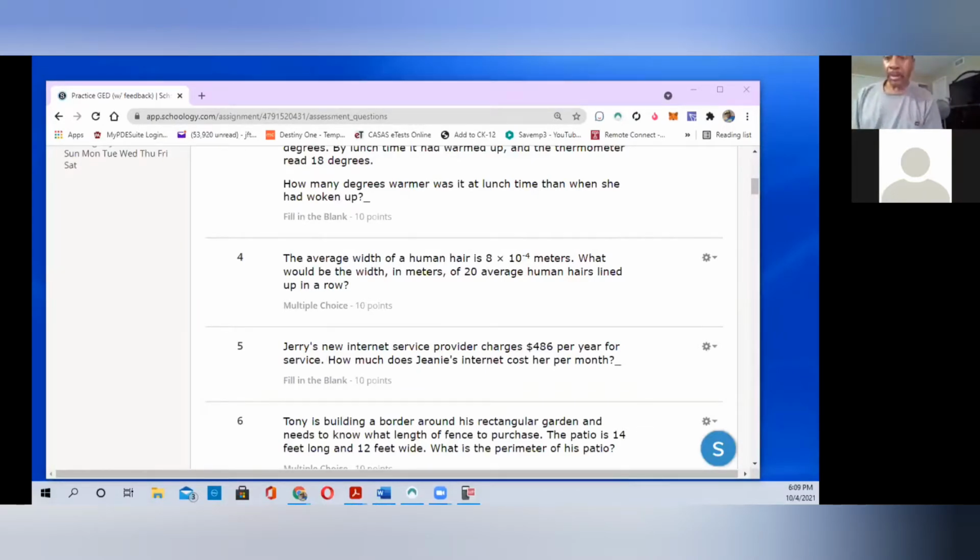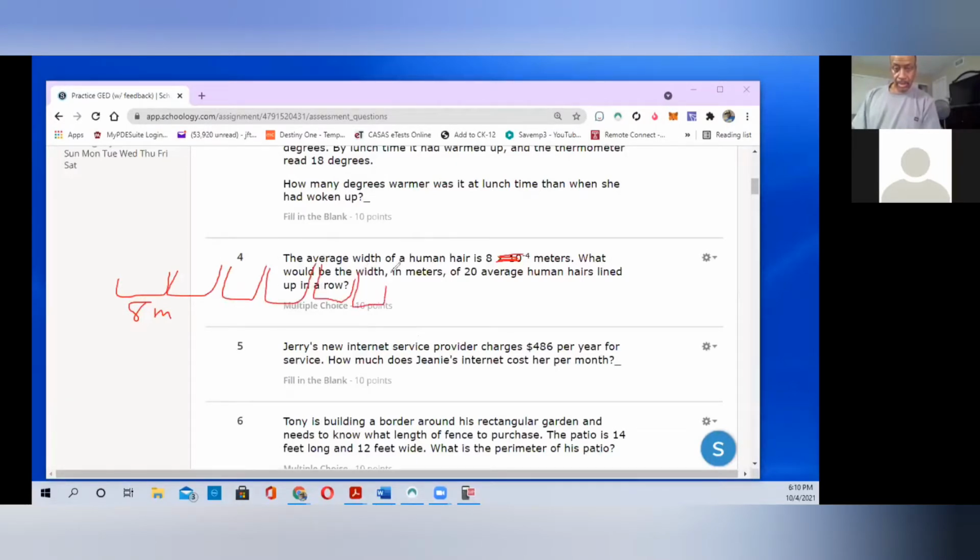Right. So what they're saying is this is what you do. This is a strategy that I usually show my students. Watch this. I'm gonna change it, and I'm just gonna say 8. I'm gonna use a whole number. The average width of a human hair is 8 meters. Now, of course, you know it's not 24 feet, but I'm using whole numbers so you understand what you need to do. What will be the width in meters of 20 of them?